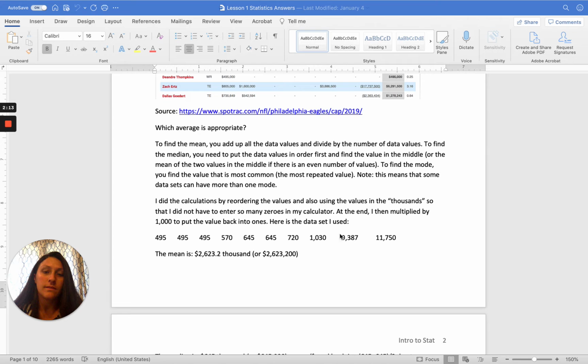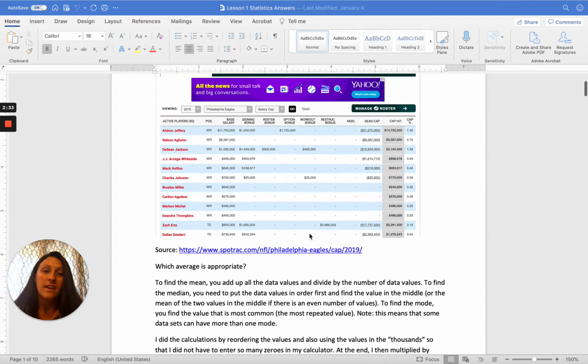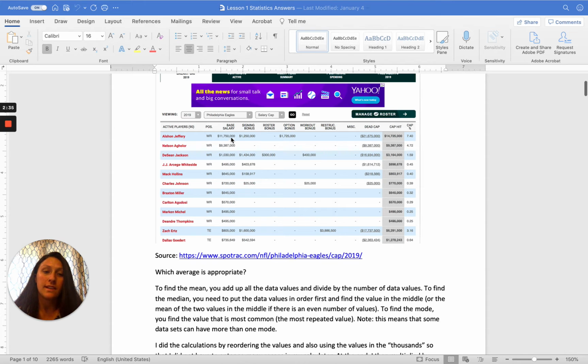If you did it the way I did it and you thought of these numbers in thousands, then the number that you'll get on your calculator is 2623.2. And then you have to remember that that number is in thousands. So really the mean salary is $2,623,200. That's the mean of this data set.